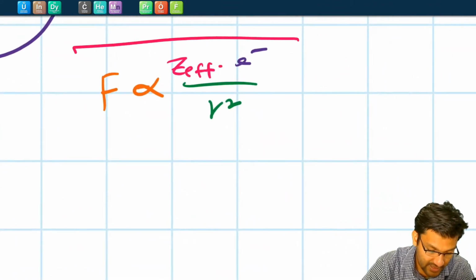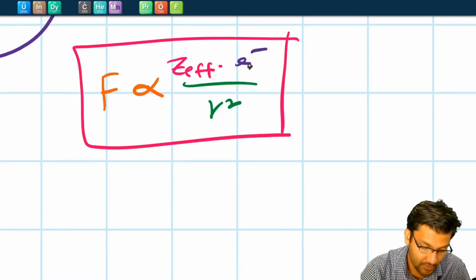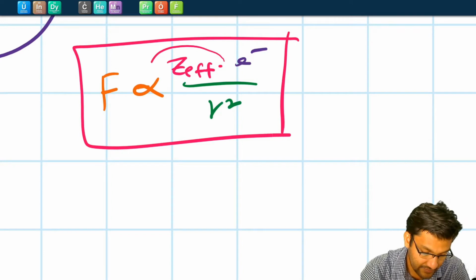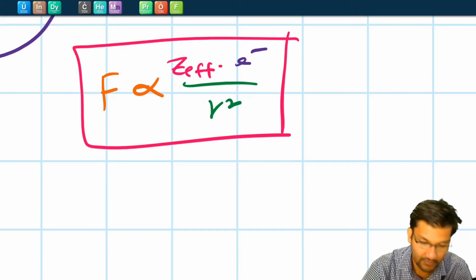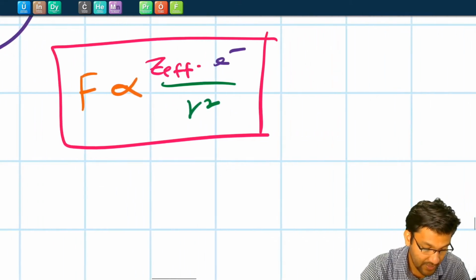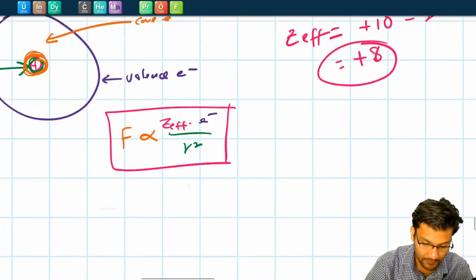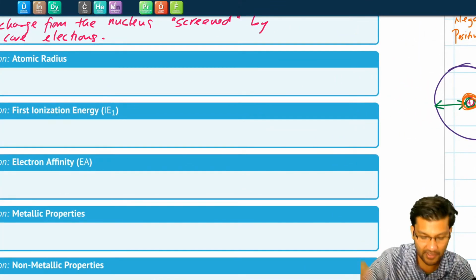So let's think about this equation. The force between the nucleus and the outermost electrons will depend on this effective nuclear charge and this distance between the nucleus and the outer electrons. So keep that in mind. It's going to be dependent on these two things, the effective nuclear charge and the distance between the nucleus and the outer electrons.